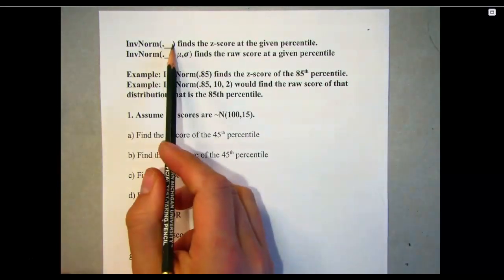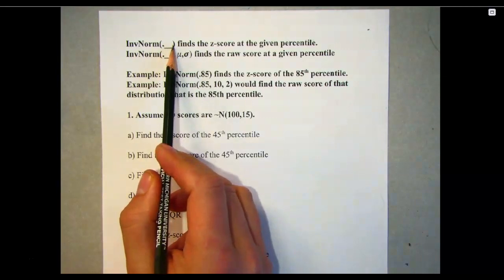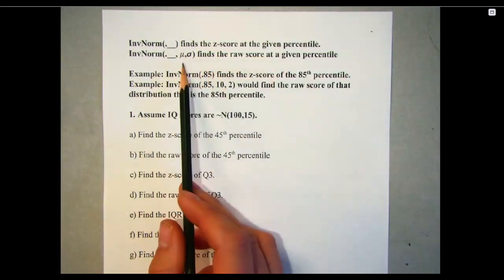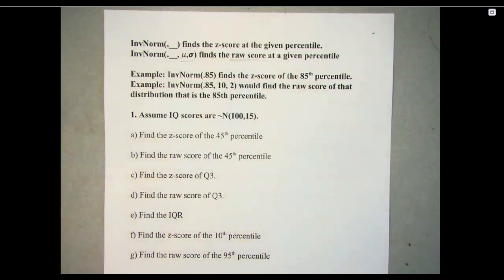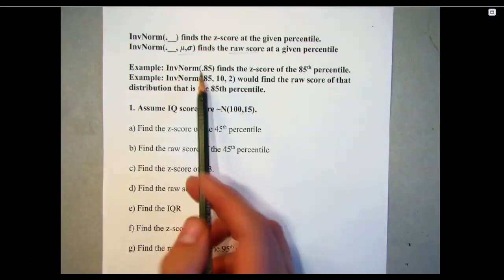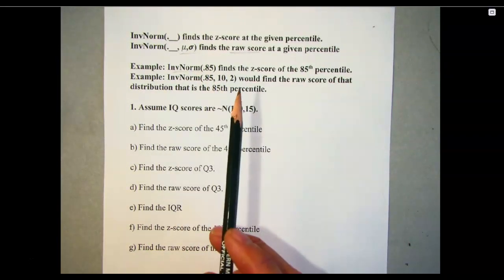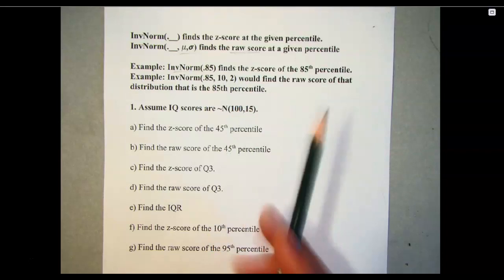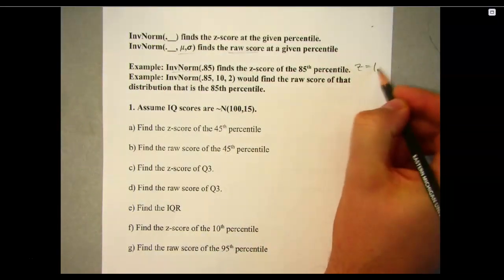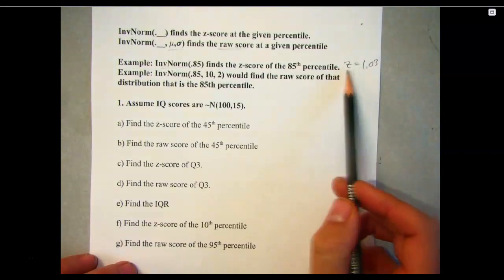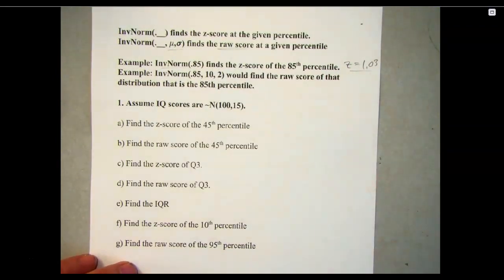If you don't tell the calculator the mean and standard deviation, it's just going to use z-score. It's like, I don't know the mean and standard deviation, but here's the z-score that you can find it yourself. And if you know the mean and standard deviation, you can type it in, then it'll give you the actual raw score. So here's two examples. If I said inverse norm of 0.85, that'll tell me z equals 1.03, and it gives me that z-score. So that would be 85% of the data is at one standard deviation, basically, or lower.